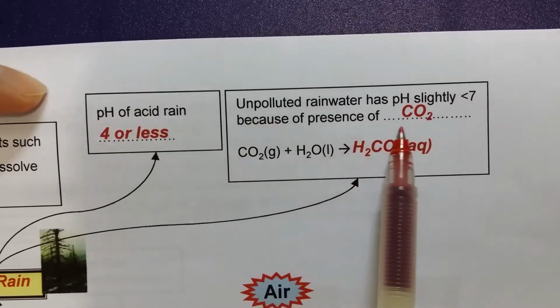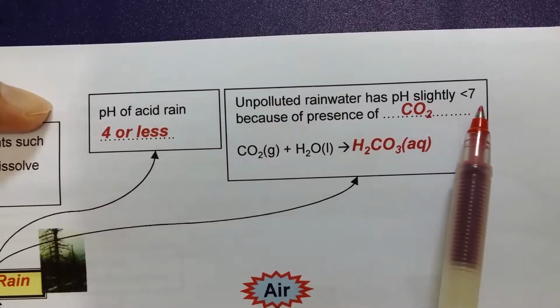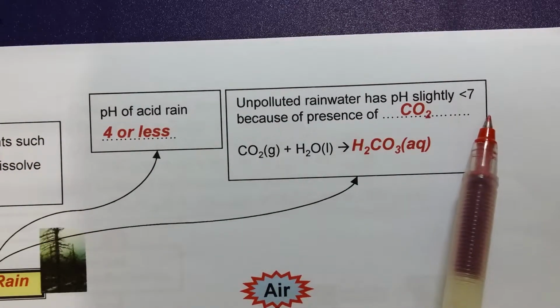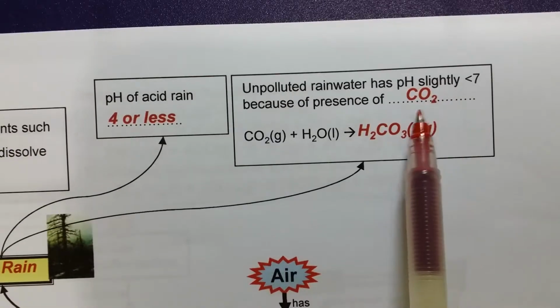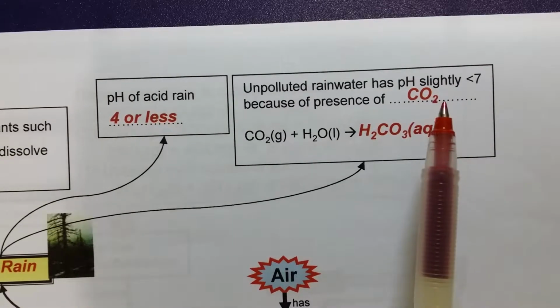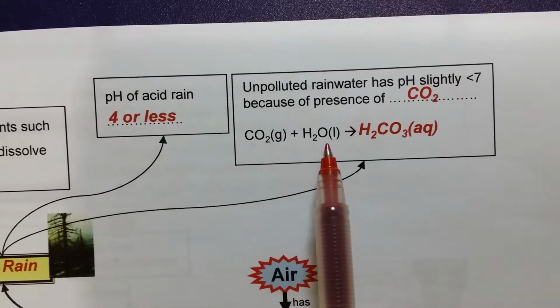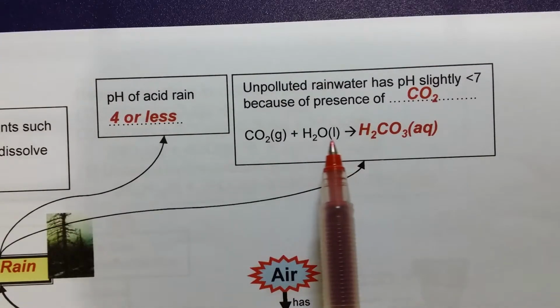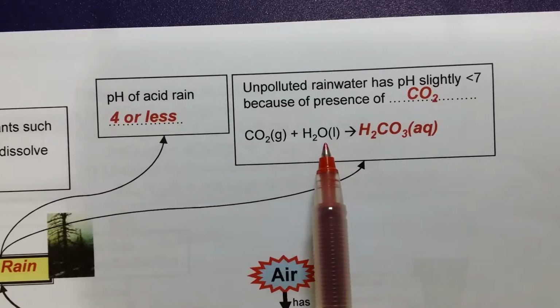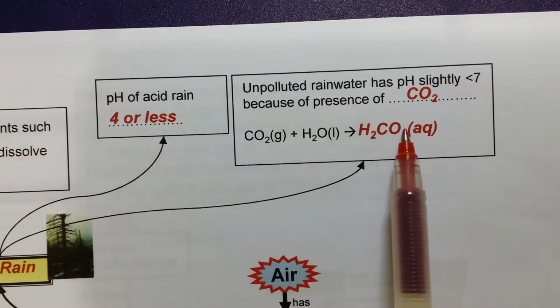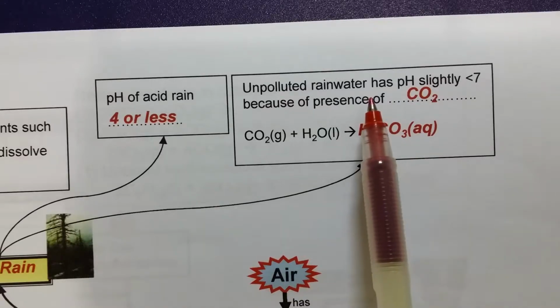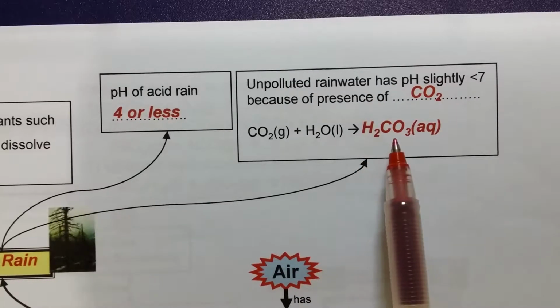Unpolluted rainwater has pH slightly less than 7. So unpolluted rainwater is actually acidic. Why? Because of the presence of carbon dioxide. There is already carbon dioxide in the air, and when it rains, the carbon dioxide in the air dissolves in the rainwater to form carbonic acid, which basically makes the rainwater slightly acidic, because this is a weak acid.